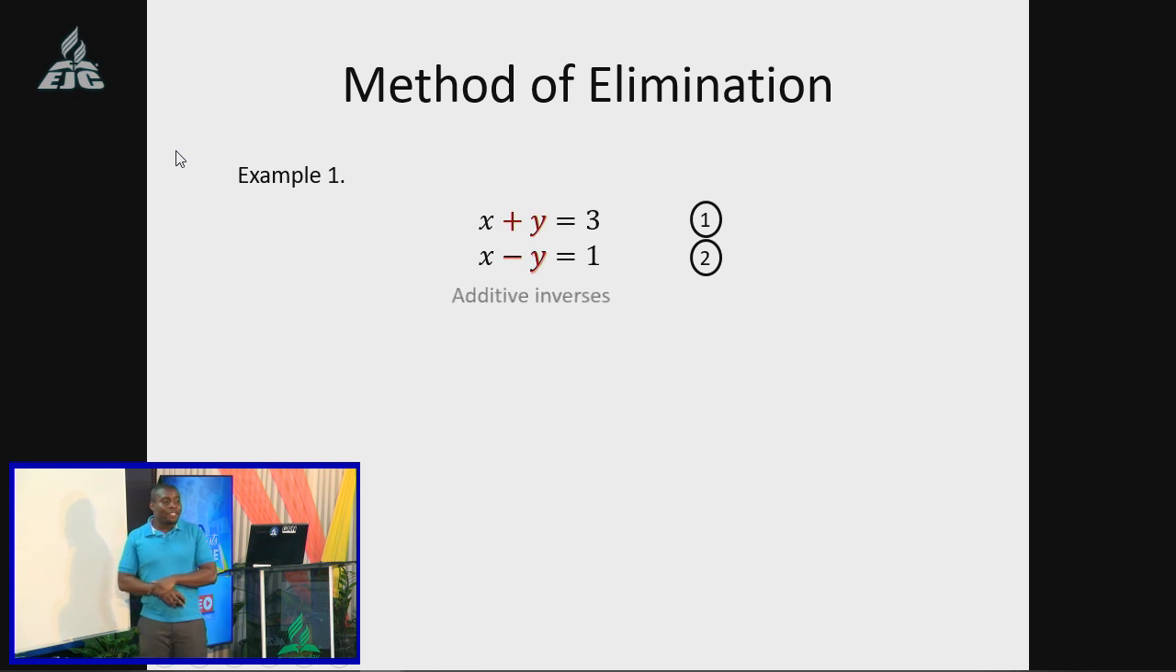Those additive inverses are positive y in equation 1 and negative y in equation 2. I want to pause here to point out to you that these equations have to be labeled, and so I slipped in my numbers just to label the equation. So I have a circled 1 up top to identify the first equation as equation 1, and a circled number 2 next to equation 2, of course, to identify it as equation 2.